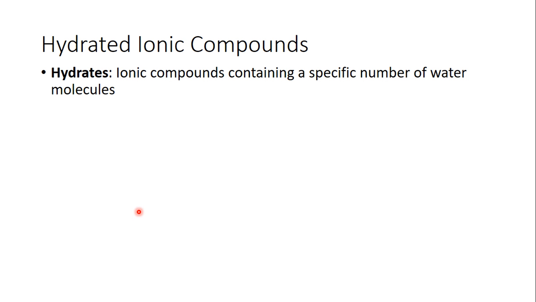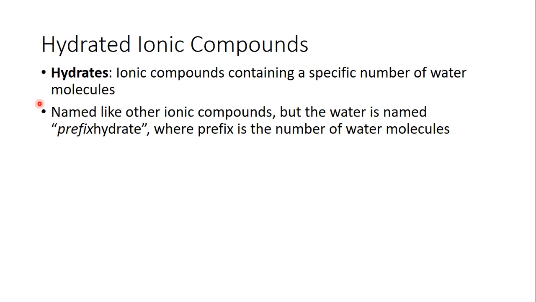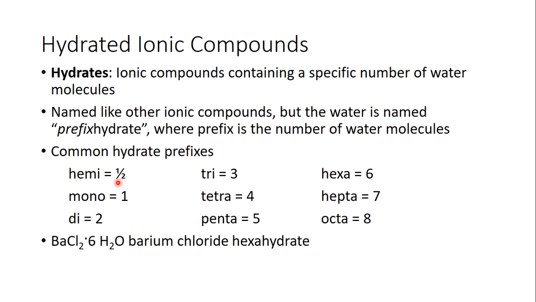Alright, the last type of ionic compounds we're going to talk about are hydrates. Those are ionic compounds that have a number of water molecules attached to them non-covalently. So you name them like other ionic compounds, but then with our water molecules you add a prefix and then hydrate. Hydrate is saying that you have water around them. And the prefix is just the number of water molecules you have in your compound. And so here are common hydrate prefixes: hemi is half, mono, di, tri, tetra, penta, hexa, hepta, octa. These prefixes should be familiar from the various math classes that you have taken.